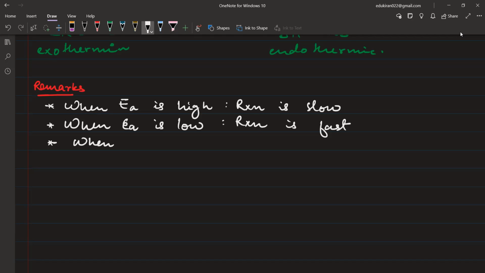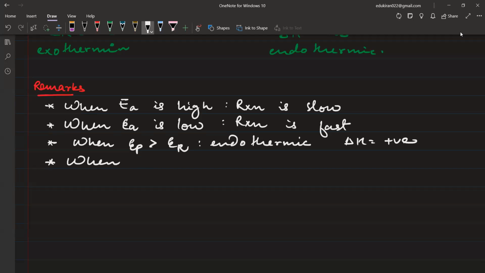When the energy of product is greater than the energy of reactant, in this case product minus reactant will be positive, and then it will be endothermic, and delta H will be positive. Next point. When the energy of reactant is greater than the energy of product, in this case it will be exothermic, and delta H will be negative. Okay.